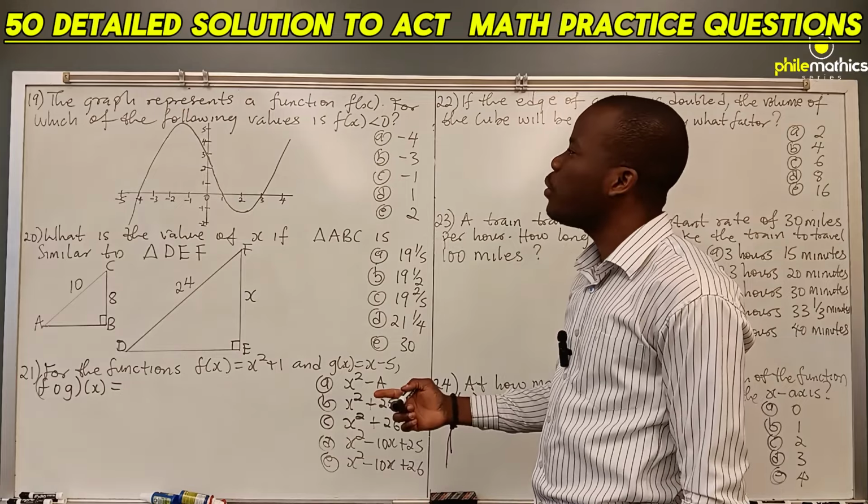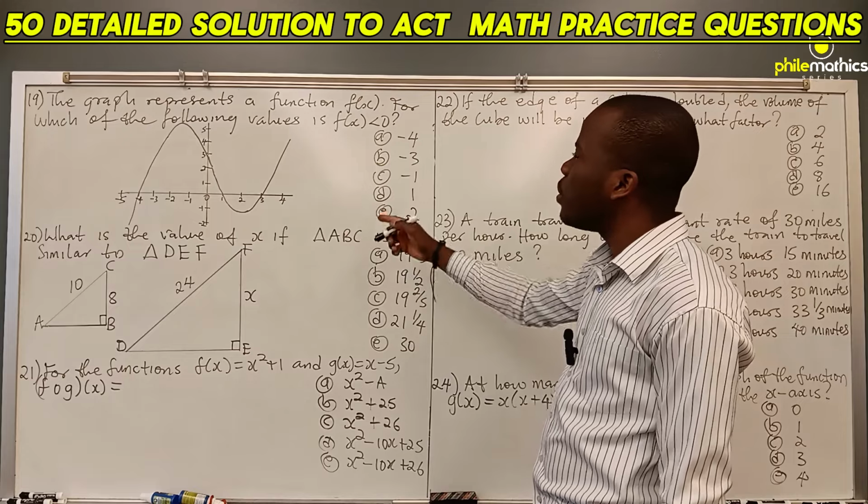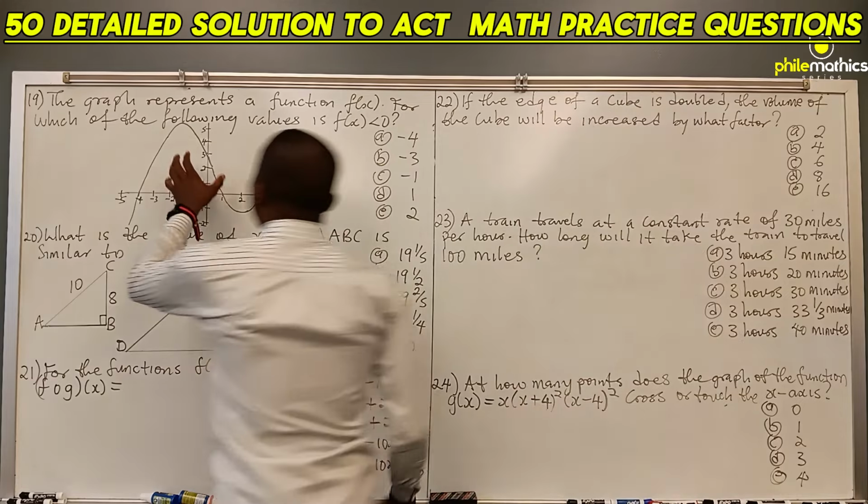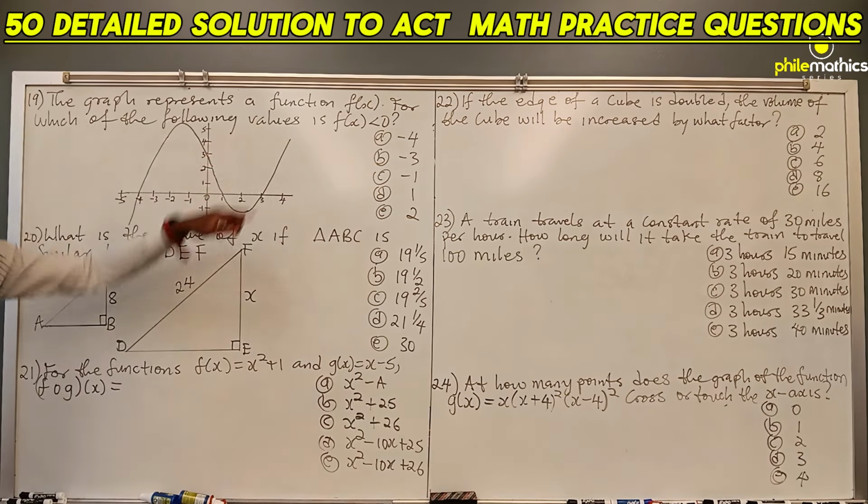19 says, the graph represents a function f of s. For which of the following values is this function less than 0? So what are the values for which this graph is less than 0?